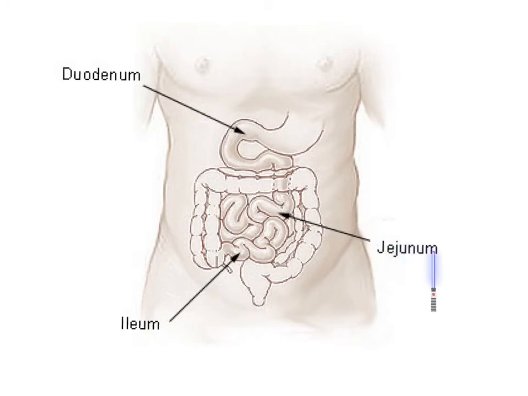The jejunum is about 8 feet long and extends from the duodenum to the ileum. The ileum is about 12 feet long and connects to the large intestine at the ileocecal valve. They are surrounded by the large intestine.